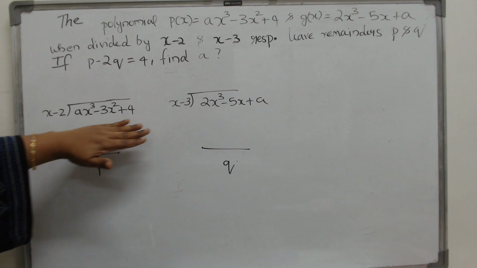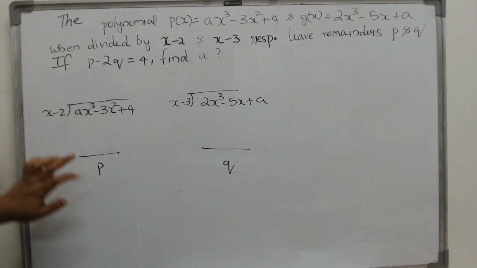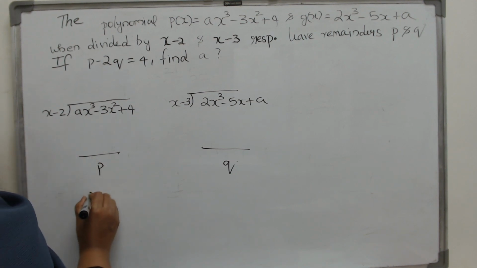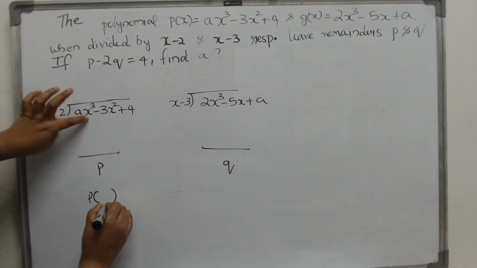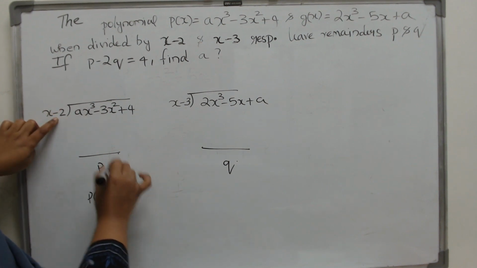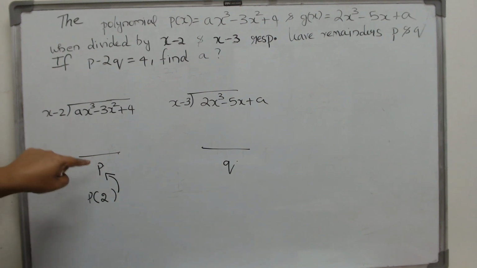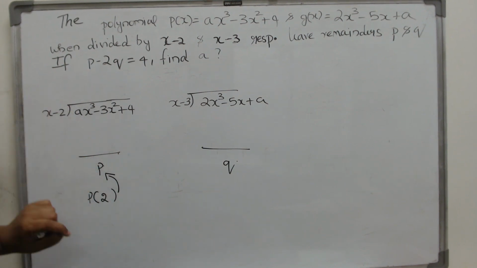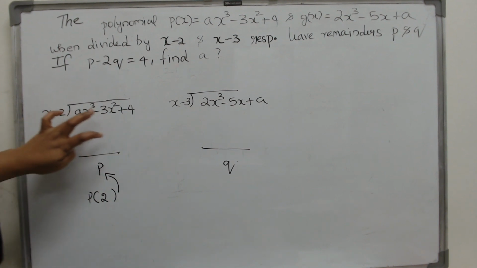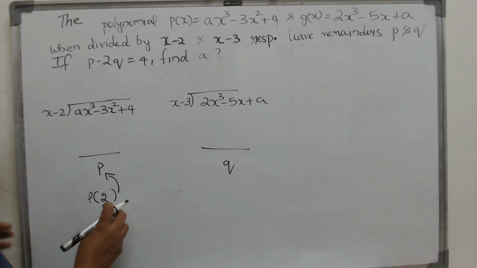Now, if you divide any polynomial by a linear polynomial, what should be its remainder? Wherever you have the x, you have to put this 2. That should be the remainder. But then we are given that the remainder is p. So let us first find out what happens if wherever the x is, we put 2, then what is the answer that we get? Let us find that out first.